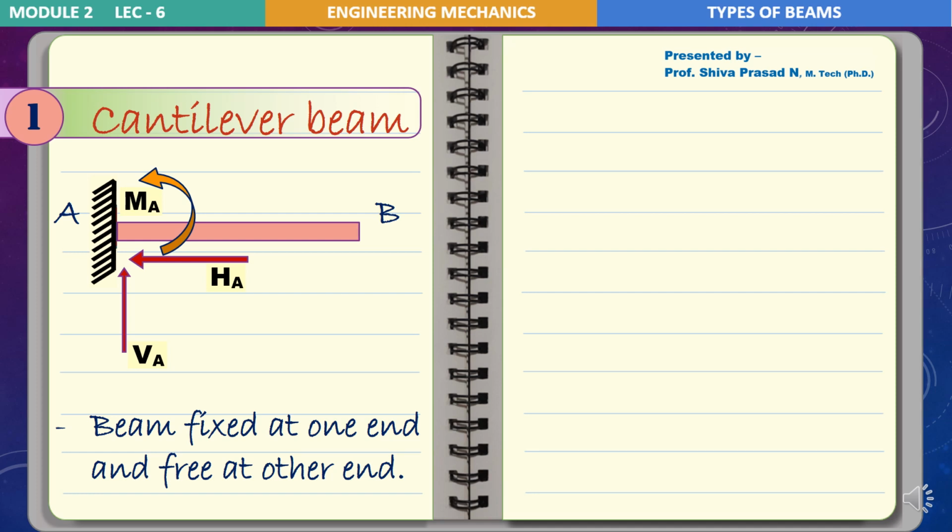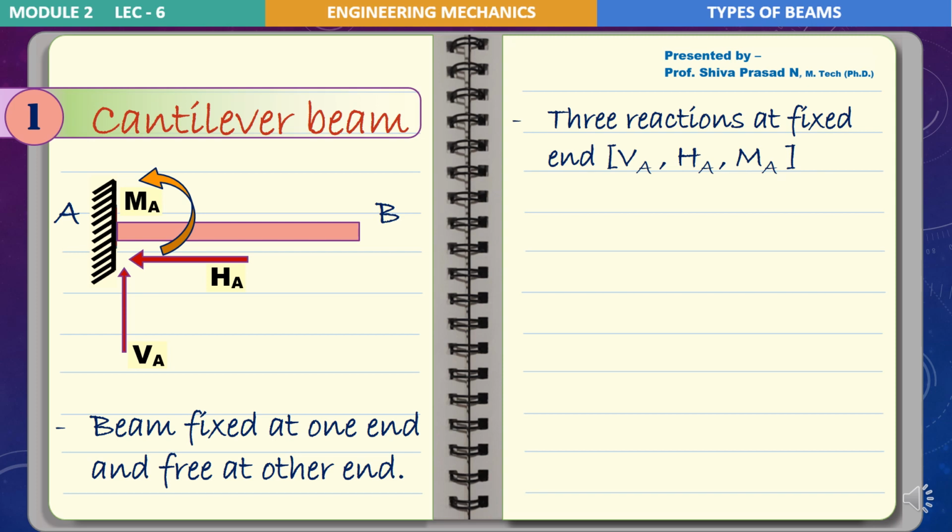With this, let's continue to write a few more points on the cantilever beam. A cantilever beam has three reactions at the fixed end, that is VA, HA and MA. You can observe the same in the sketch. There is no reaction at the free end. Yes, there is no support at end B, that is the free end, so there is no support reaction at the free end.